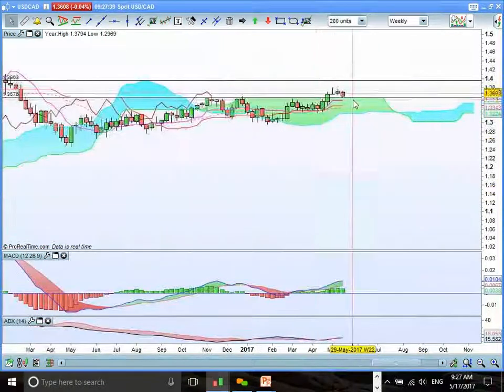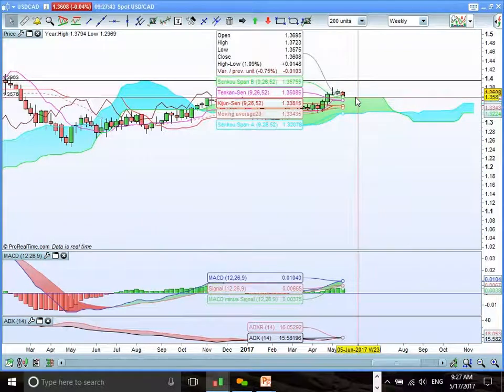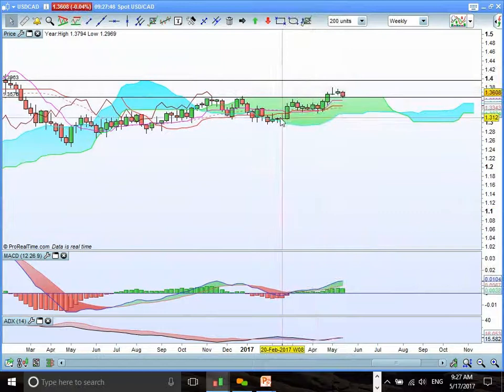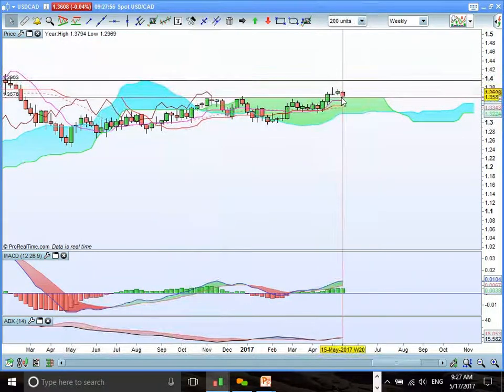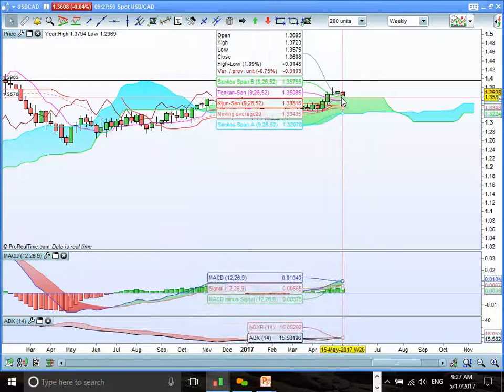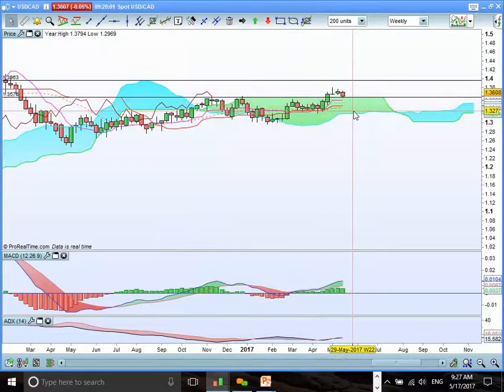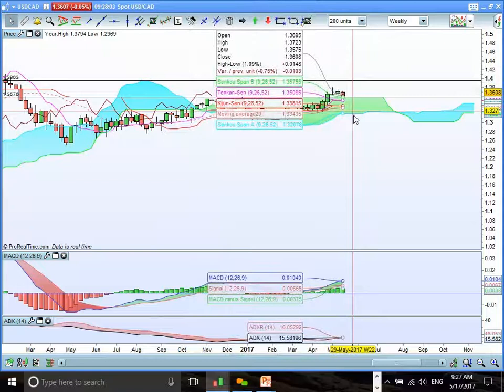And we are testing this top end of the cloud here for support to see if support's going to hold on the weekly cloud. So far so good. Bottom end of the cloud is a nice buy signal. Top end of the cloud could be a profit-taking signal, and major resistance here at 139.60. But currently testing the top end of the weekly cloud chart for support. If support fails, we're going to go back down to the bottom end of the cloud to test there for support.